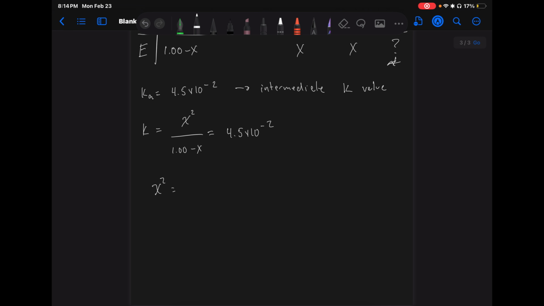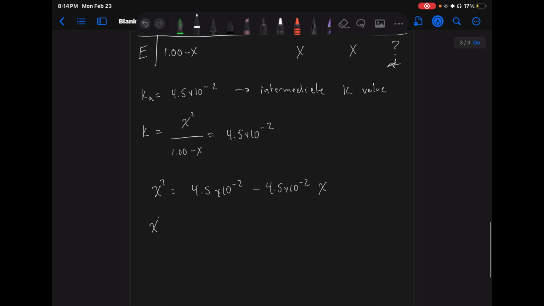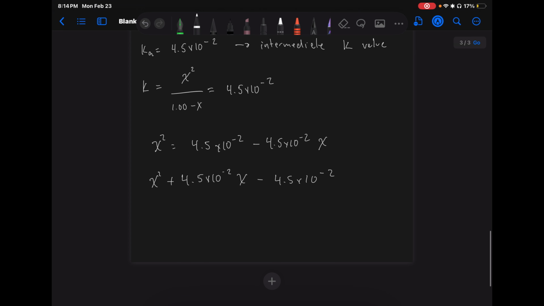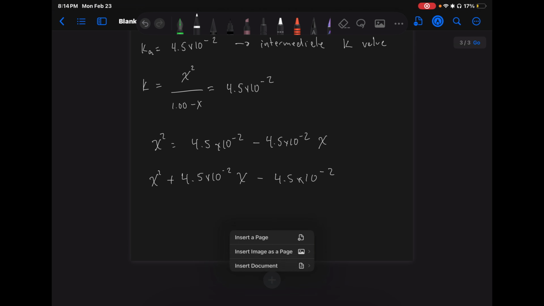Once we distribute the denominator to both sides, this is what we should end up with. So we could just move everything to one side. But this is a bit tedious and frustrating.